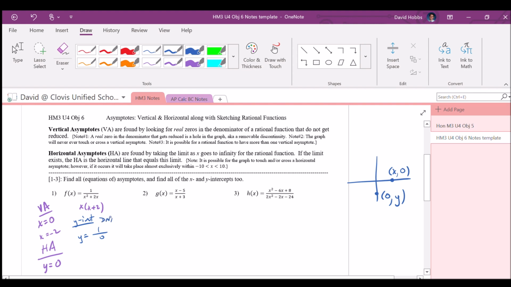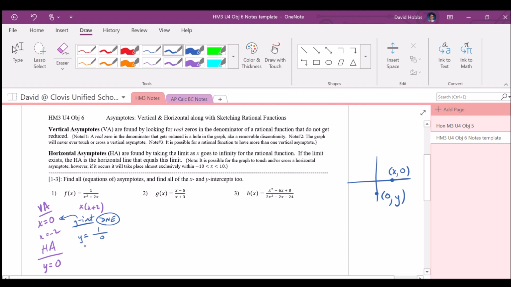Now, why does that make sense that the y-intercept does not exist? Well, remember our vertical asymptote? One of them, x equals 0. X equals 0, isn't that the y-axis? So the vertical asymptotes are the nothingness of the graph. The graph doesn't touch or cross vertical asymptotes. So it makes sense that there is no y-intercept.